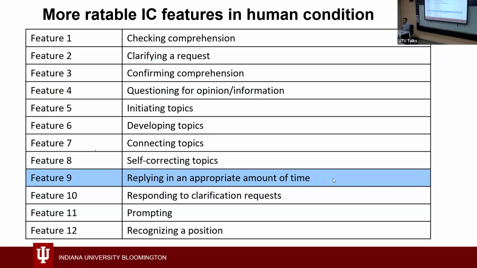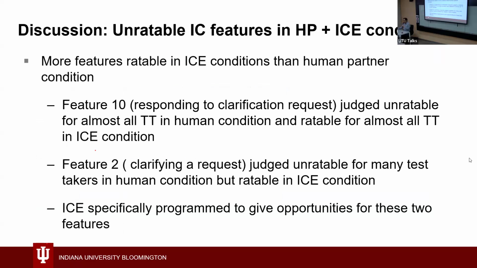Since they use somewhat basic AI systems, their reaction time is not really natural. So when they communicate with the human partner, this is more easily elicited. So their finding is that more features were rateable in the IC condition than in the human partner condition. Like feature 10, responding to clarification requests, was unrateable for almost all test takers in the human condition, but rateable for all test takers in the IC condition.